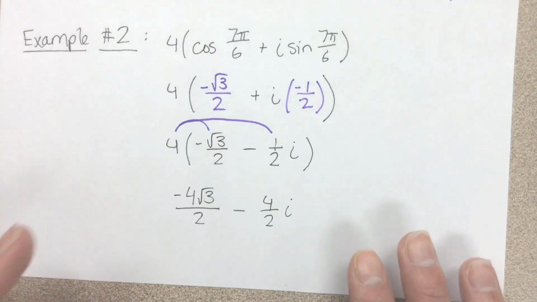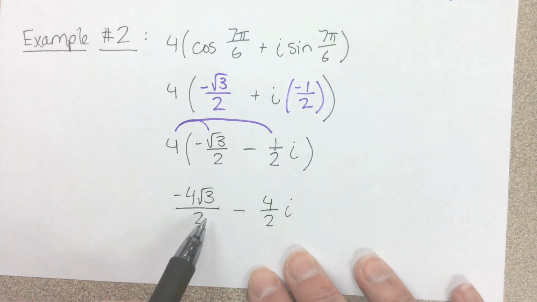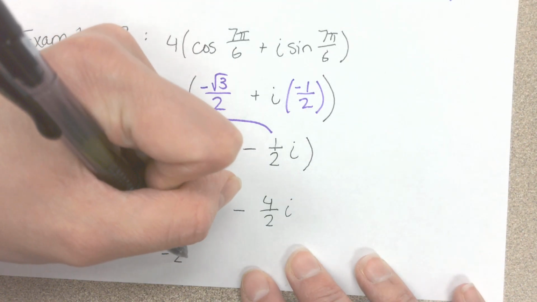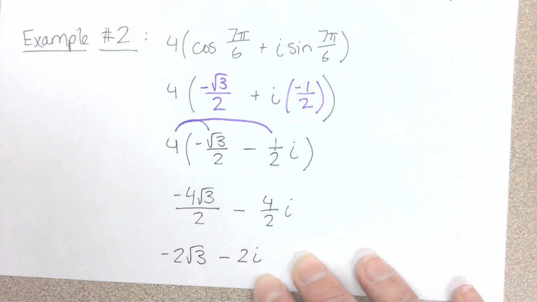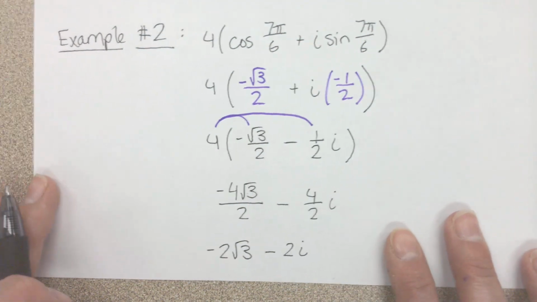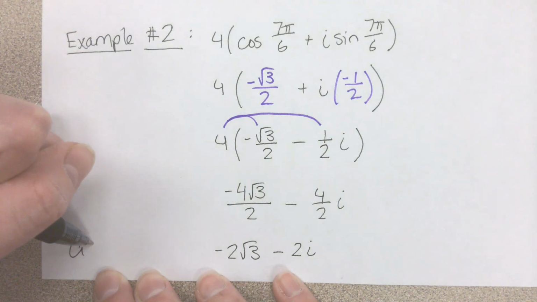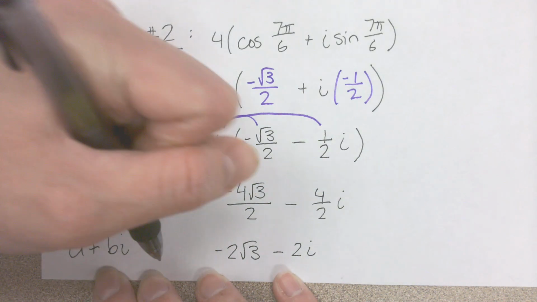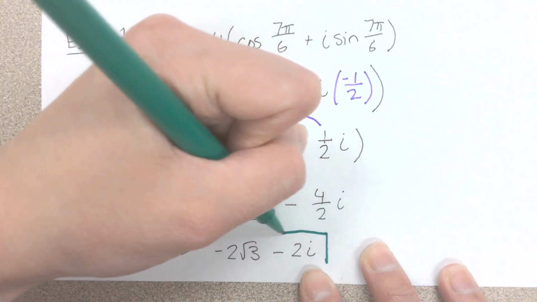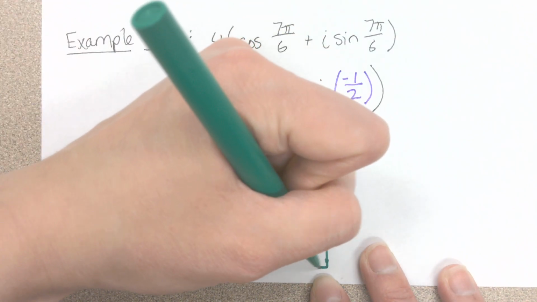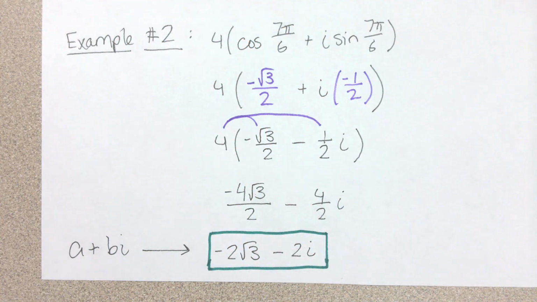And this time I can reduce, so I will. Negative 4 over 2, that'll just become negative 2 rad 3 minus 4 over 2, so we have 2I. Again, this is in A plus BI form. That is our complex number. We are done.